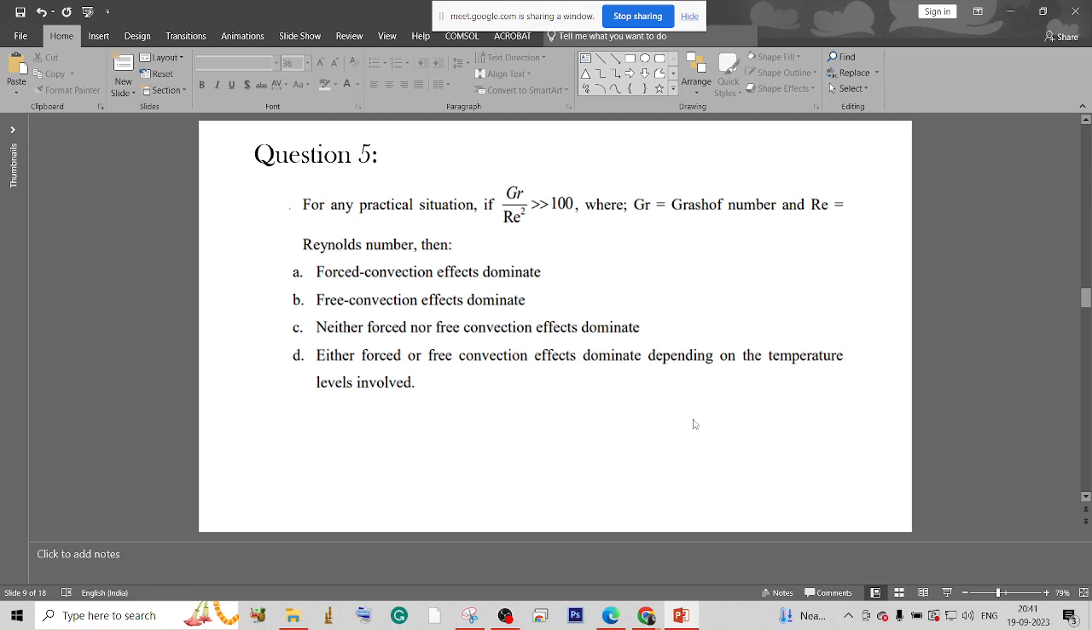Okay, so Grashof's number represents natural convection, and Reynolds number represents the forced convection, right? So obviously Grashof's number is far greater as compared to Reynolds number, right? So that means the natural convection is far enhanced as compared to the forced convection. So obviously the answer will be option B.